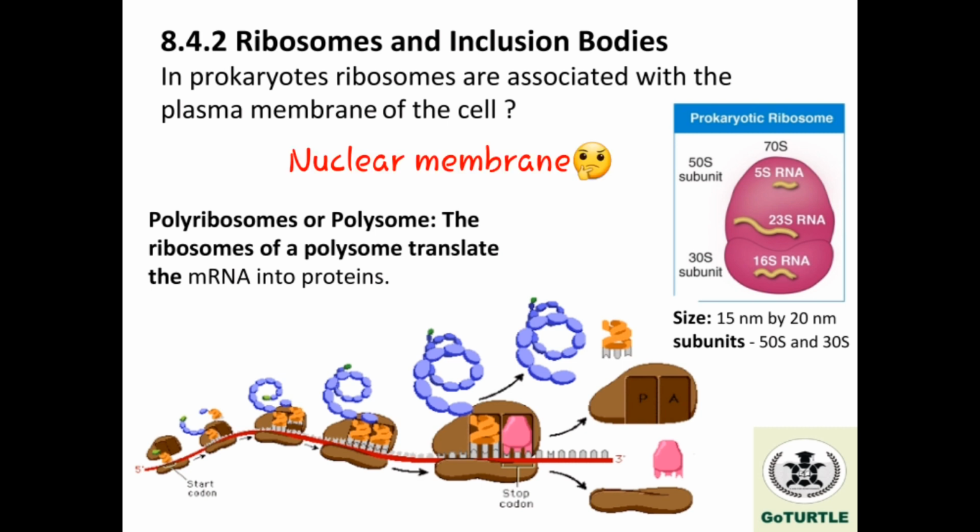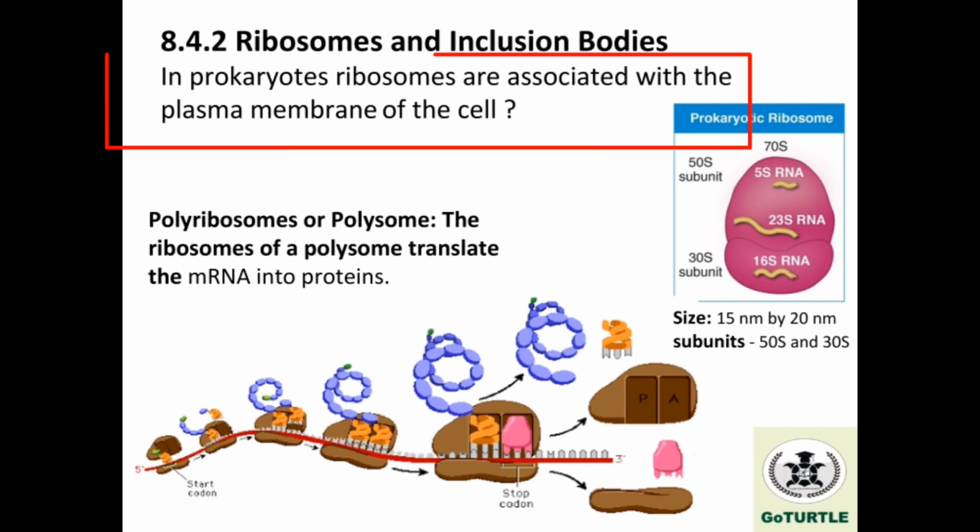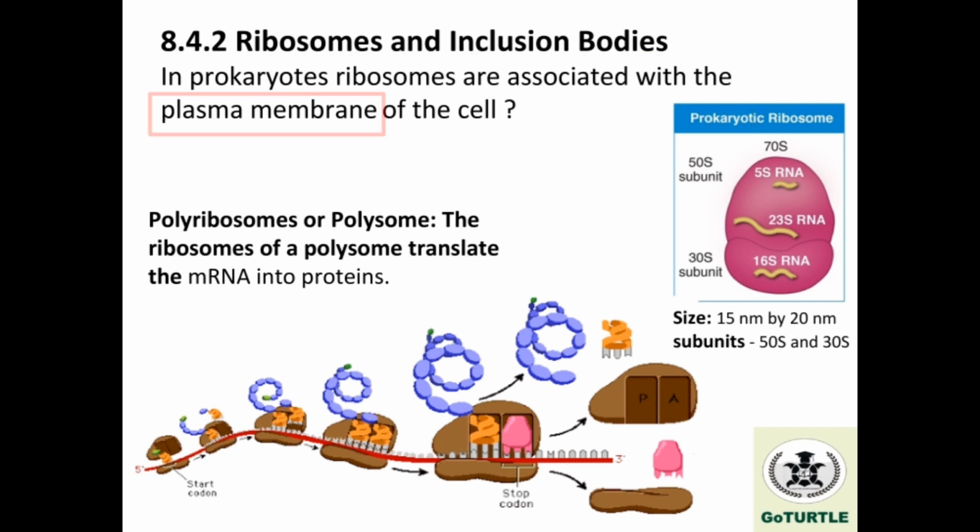Now, here in prokaryotes, that's a very minor question, the ribosomes are associated with the plasma membrane of the cell. Right, it was very interesting for me to find it out. Now, coming to the next point, the prokaryotic ribosome, what will be the size of it? That is 15 nanometer by 20 nanometer.